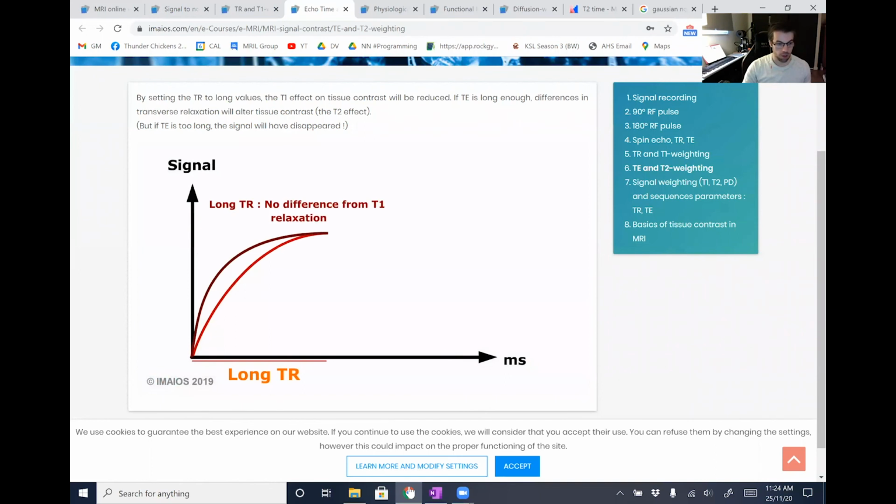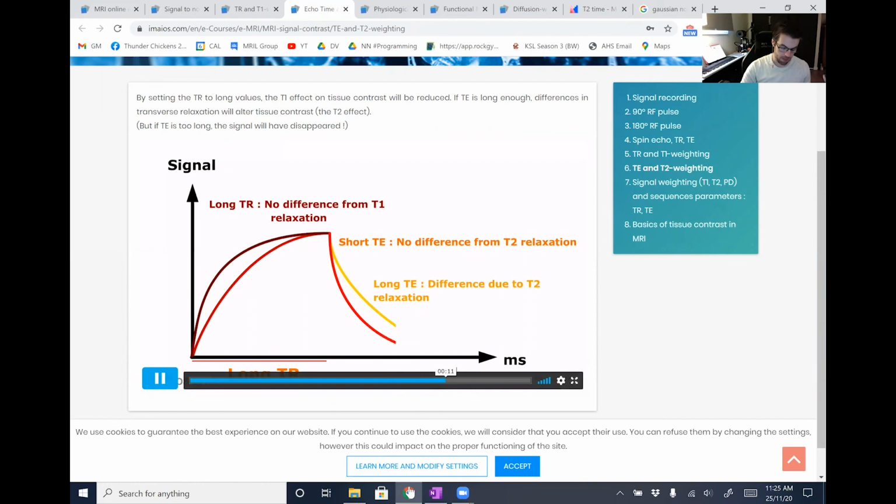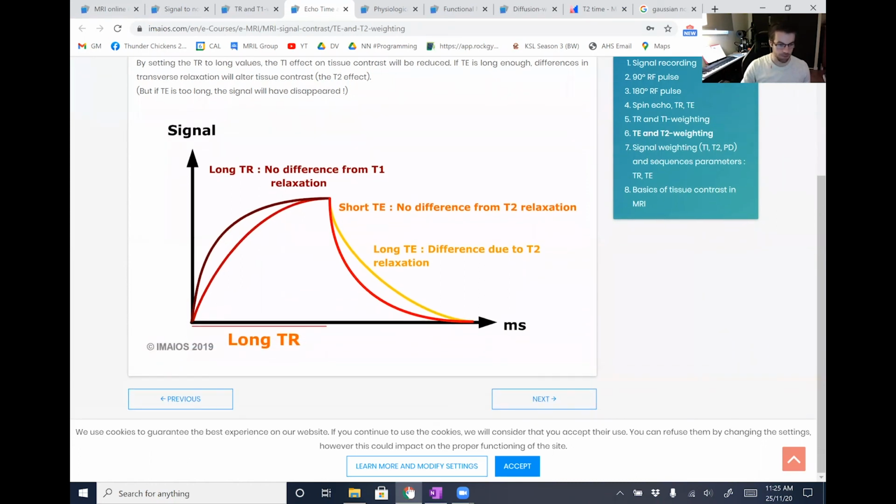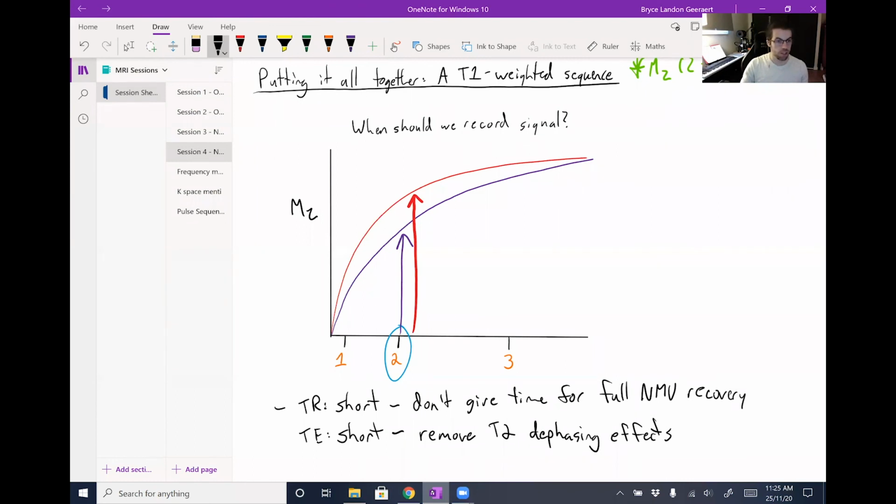You want TR short enough that there's that difference between MZ components of the NMV, and you want your short TE so that there's no time for dephasing effects to occur. And I would take that away from this animation rather than trying to understand the trajectory of their lines here, because they switch it on you about halfway through. But hopefully that helps to visualize why you would want a short TE and a short TR for a T1 weighted sequence.